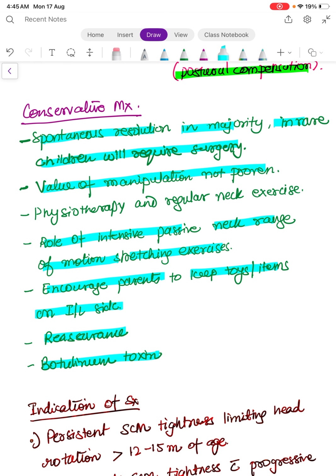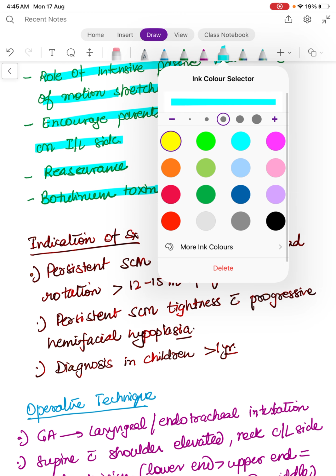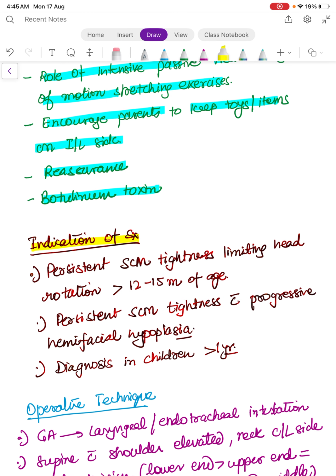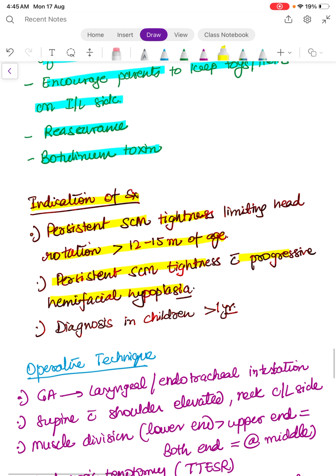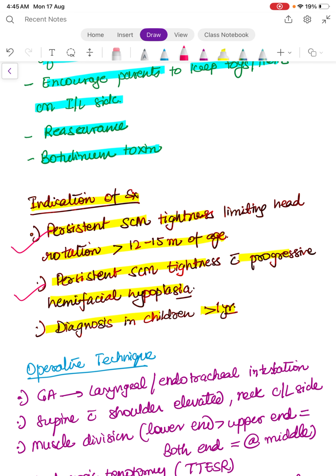Then botulinum toxin can be helpful. Now the indications of surgery: you have to remember just 3 indications. The first is persistent sternocleidomastoid tightness limiting head rotation beyond the age of 12 to 15 months. The second is persistent sternocleidomastoid tightness with progressive hemifacial hypoplasia, which I have already described. And the third is if the diagnosis in children is made after 1 year of age. So there are only these 3 indications.